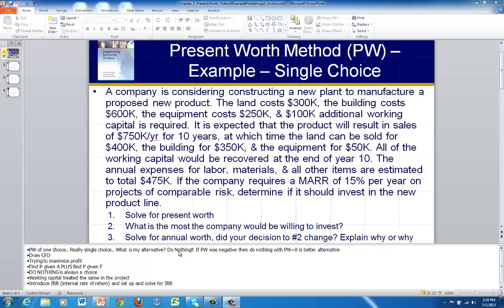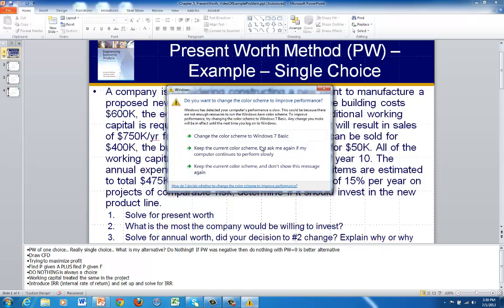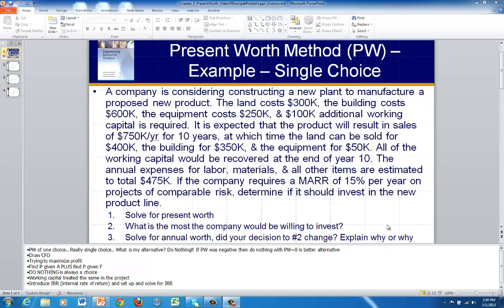And really, even when we're looking at a single choice, we do have an alternative, and the alternative here is do nothing. So if our present worth is negative, then we're going to want to do nothing here for this example. If our present worth is 0 or greater, I say or better here, but 0 or greater, then that says that at the stated MARR, minimum attractive rate of return, we have met that stated MARR if our present worth is greater than or equal to 0, and therefore we would be willing to go forward with this project. It would be a good idea.